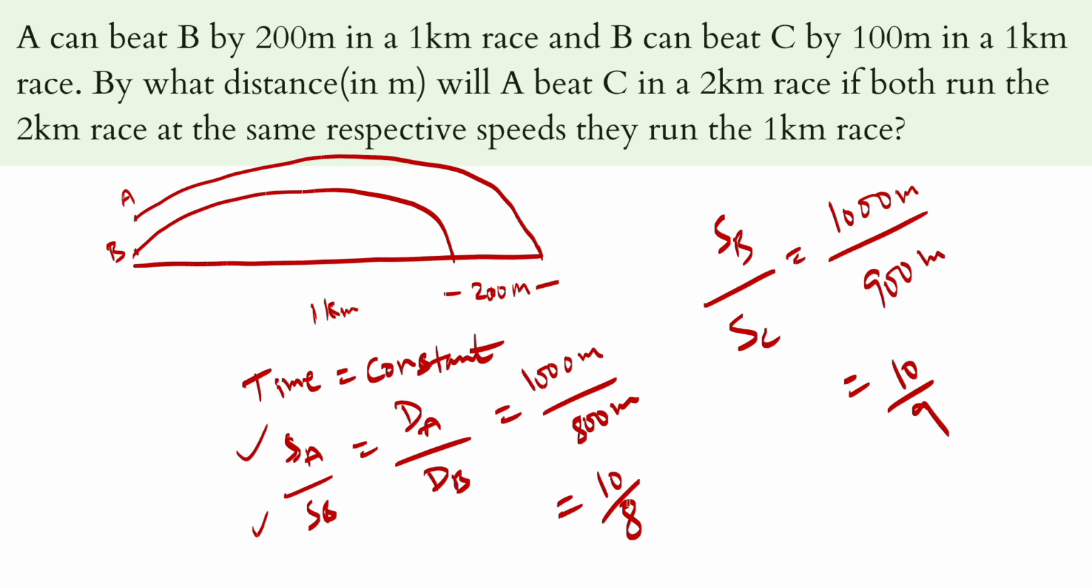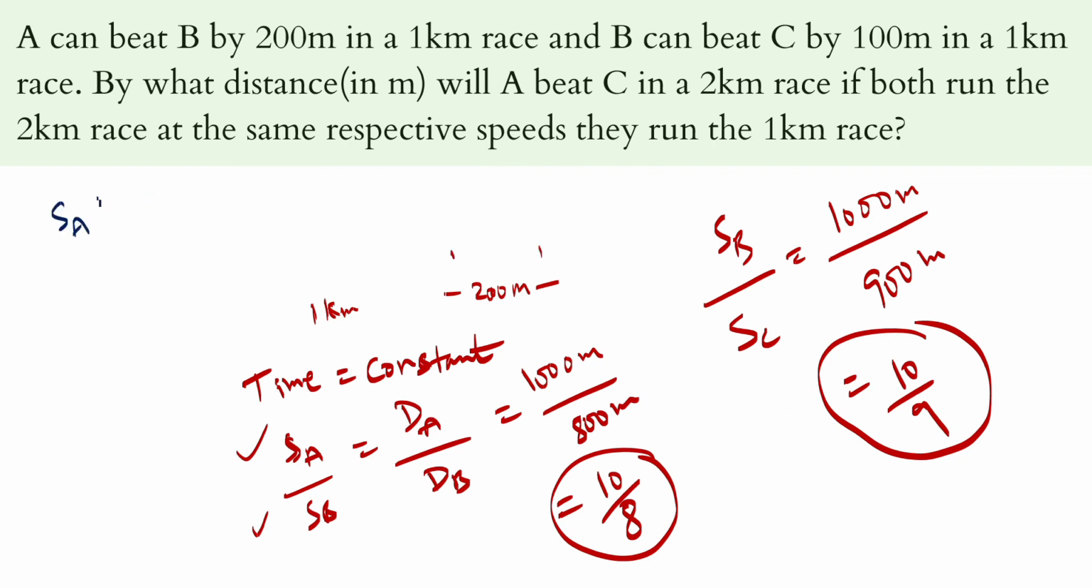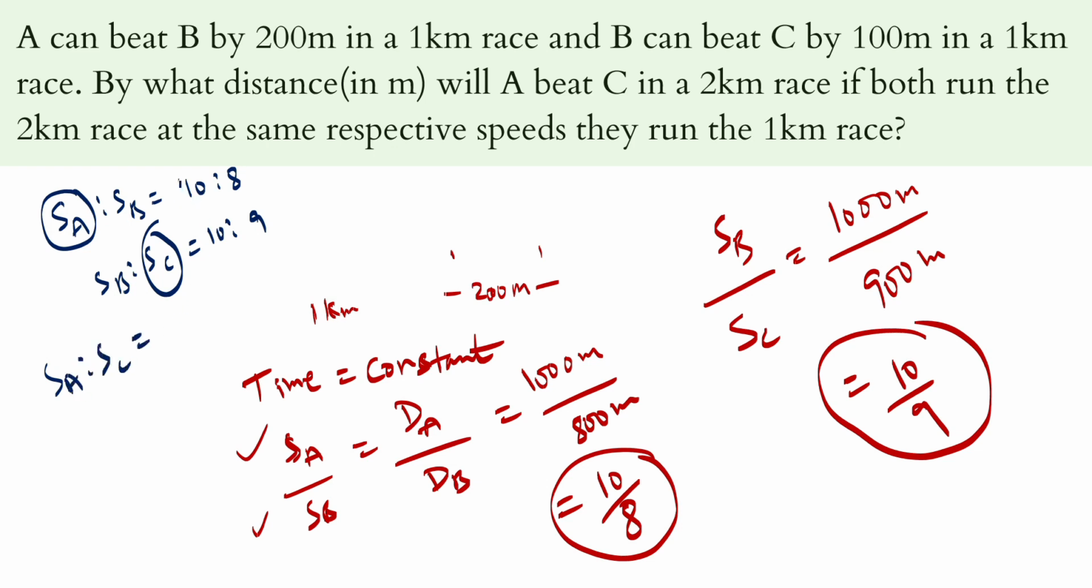Now we know the ratio of A and B. We also know the ratio of B and C. What must we find? We must find the ratio of A and C, right? So let me erase this. Speed of A is to speed of B is equal to 10 is to 8, whereas speed of B is to speed of C is 10 is to 9, right? We must find out speed of A and speed of C. Now speed of A is to speed of C is equal to, what is speed of A? 10 into 10, that is 100, right? Now speed of C is 8 into 9, that's 72, right?